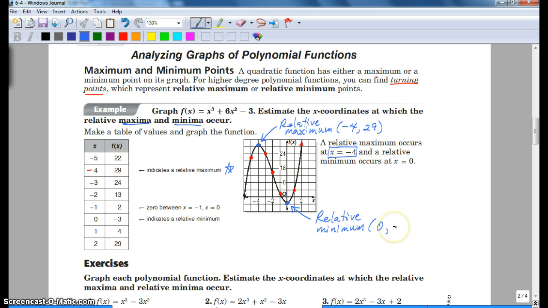There is only one relative minimum, and there's only one relative maximum. What is that ordered pair? Well, that is 0, comma, negative 3. Let's go ahead and identify x equals 0 as the x-coordinate of the relative minimum.